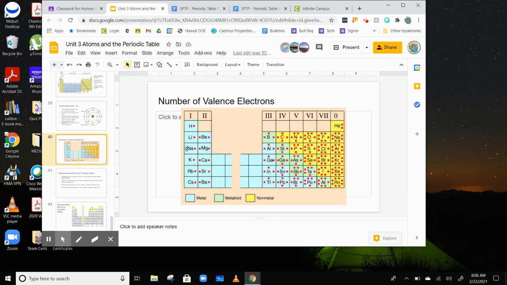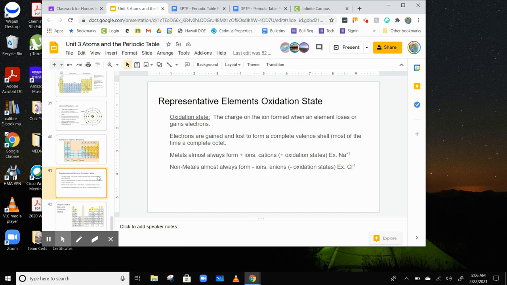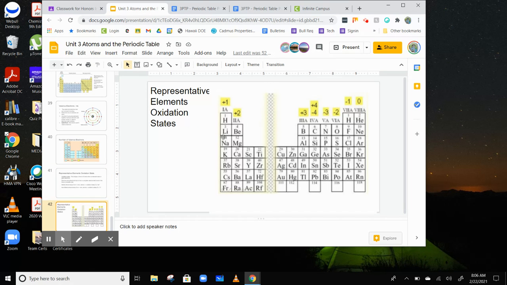We'll talk about that. Then we're going to talk a little bit about this thing called oxidation state, or basically what type of ion that atoms like to create. And they do this to get a stable octet. And then we'll talk about how to identify the oxidation state just by looking at what group they're in. And that's really it. That's what we're going to talk about today.